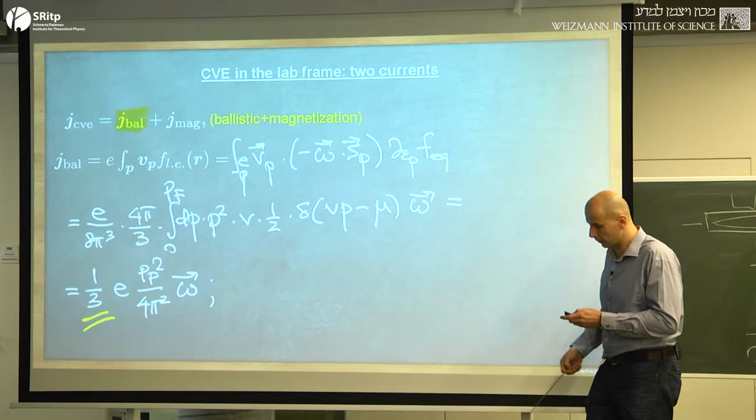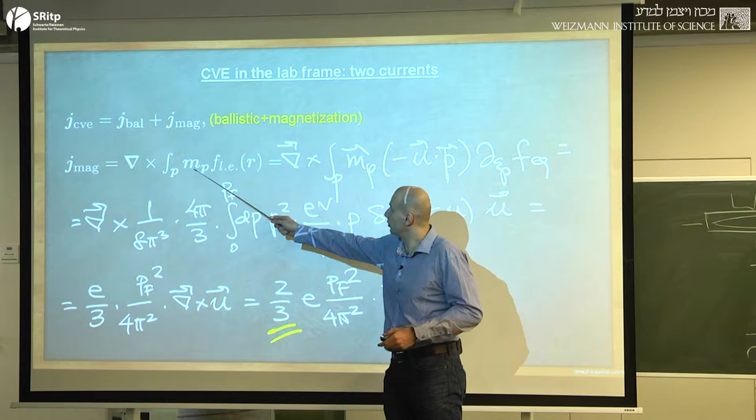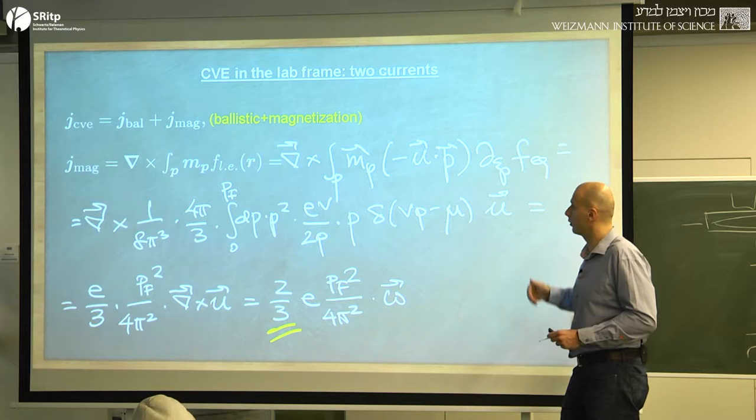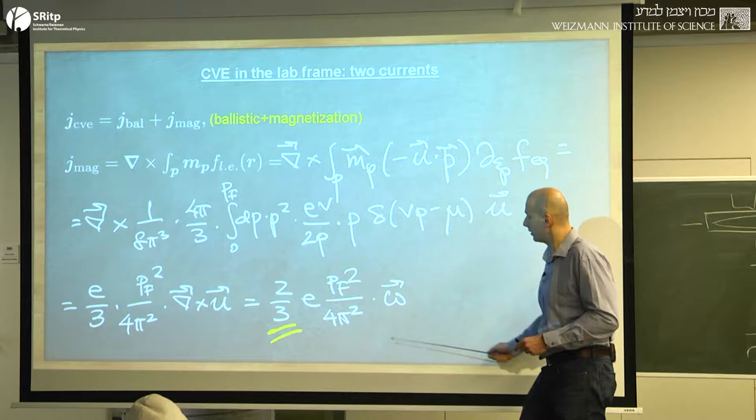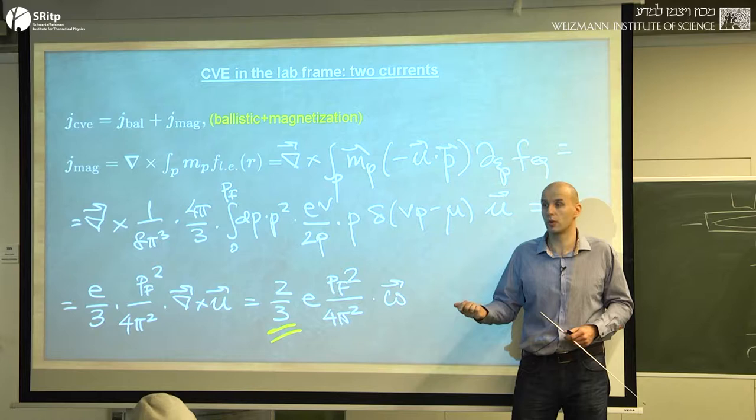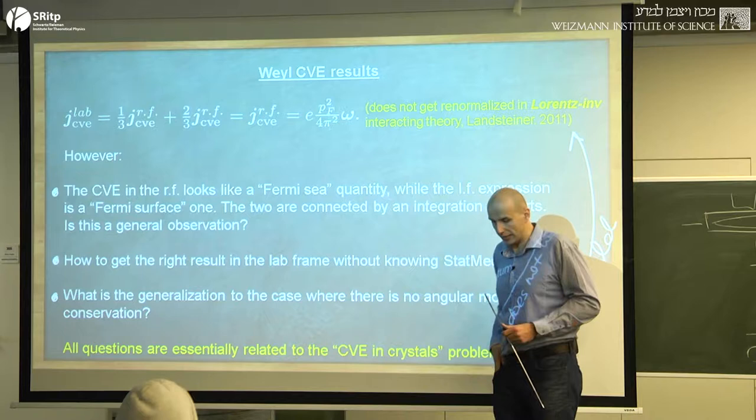So what you do, you calculate the magnetization of this system. You take M multiplied by the local equilibrium distribution function. You can forget about the curl of u there. And then you take a curl of this thing. And when you go through the calculation, you get the other 2/3 that were missing in your ballistic current, in the usual current. So very nice, very nice. These two add up to the expression that you get in the rotating frame.